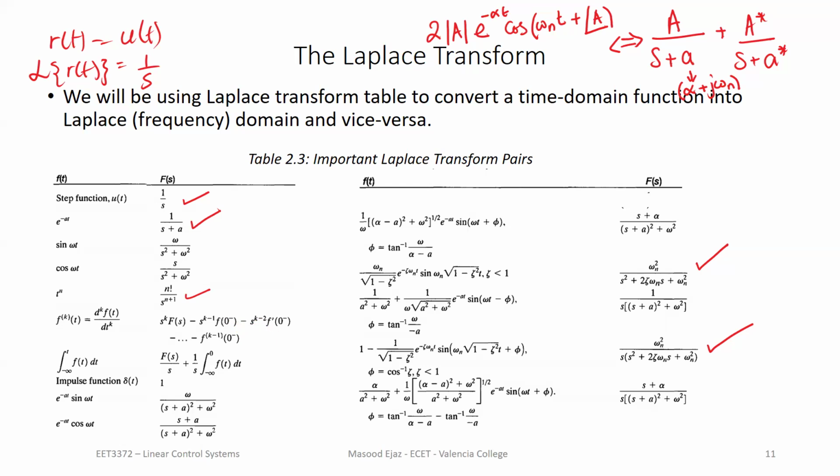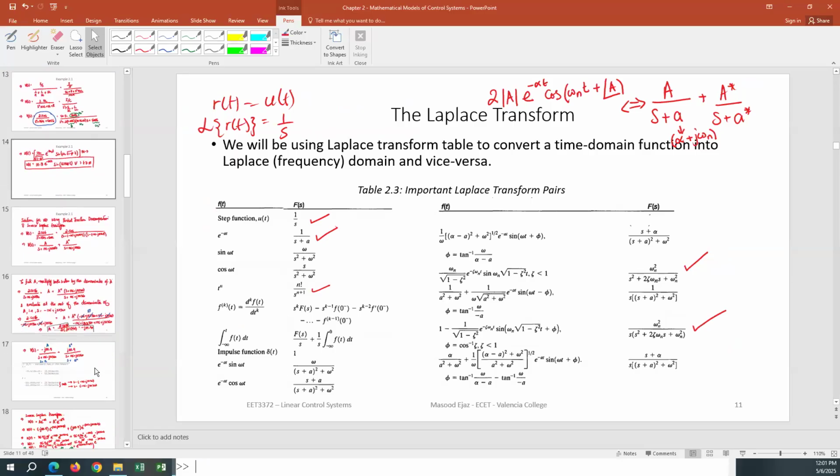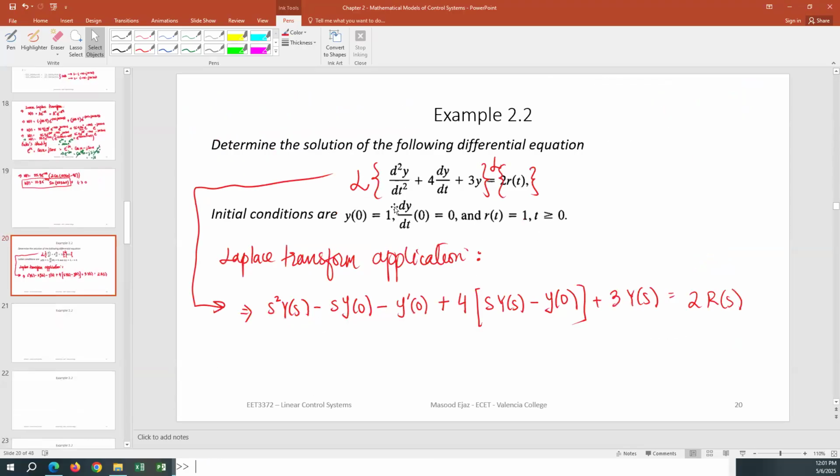So that's for the first one, and the second one will be the first derivative of f(t): s to the power 1 F(s) minus s to the power 0 f of 0. That is what I used to write down the Laplace transform of the first term and of the second term. And then, of course, 3 times Y(s) plus 2 times R(s).